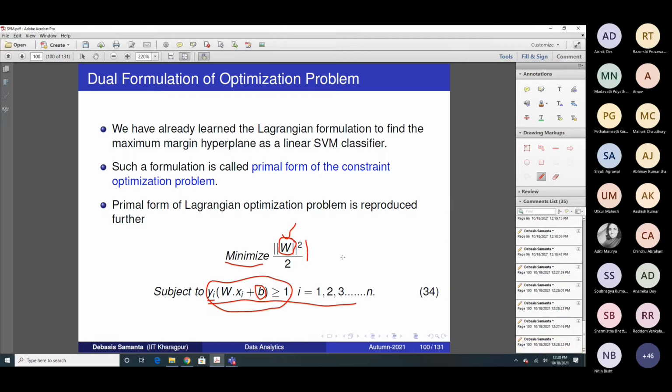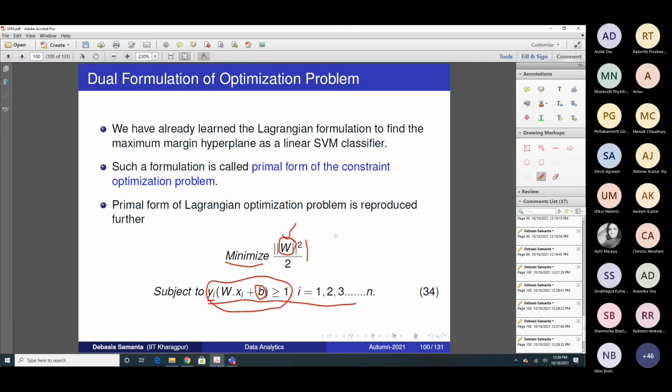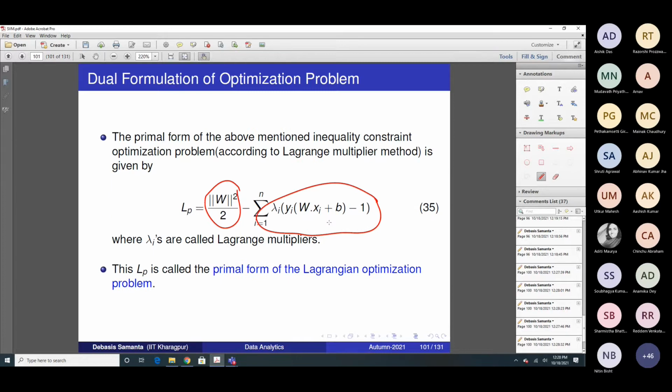Now let's see the Lagrangian form. What is the Lagrangian form? You can recall, for the same problem the Lagrangian takes the objective function plus these constraints. Now as I already told you, for the Lagrangian optimization technique, the constraint should be less than or equal to 0. That is why we convert it into this form. So this is why the negative term is coming. And this is the primal form of the Lagrangian, which we have already used in our linear SVM discussion.